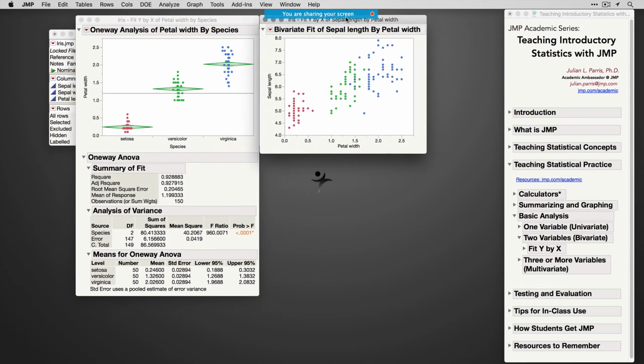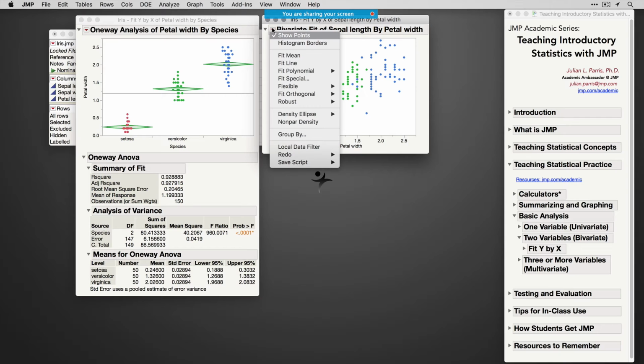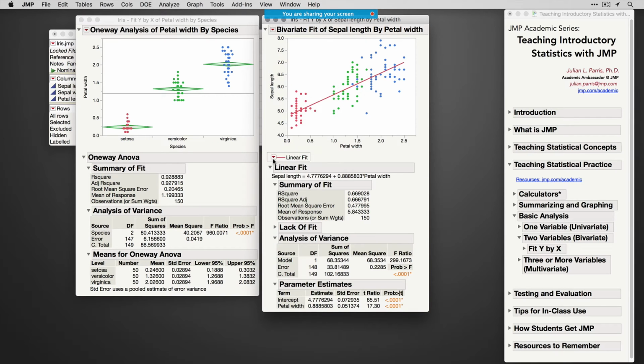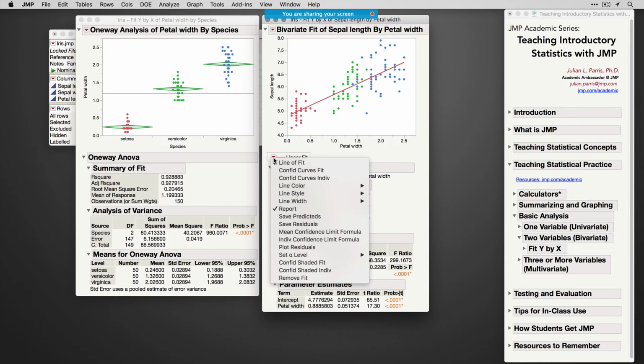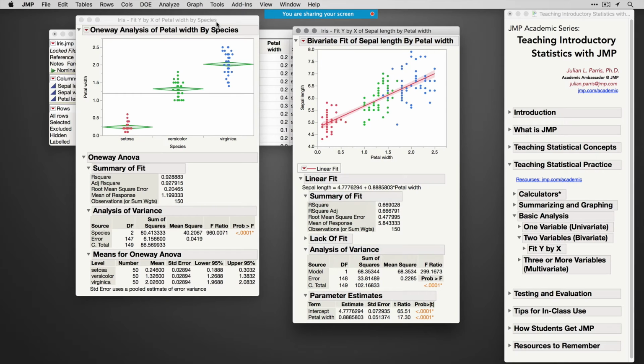Even though the output looks pretty similar, when I go to that red triangle, rather than giving me options for an ANOVA, it gives me options for things like a line, right? So fitting that line, and even more options under the red triangle, like that confidence interval for the line that I mentioned earlier, so giving students an understanding of the error and estimating the line. Right, so JMP is built within this contextual format.